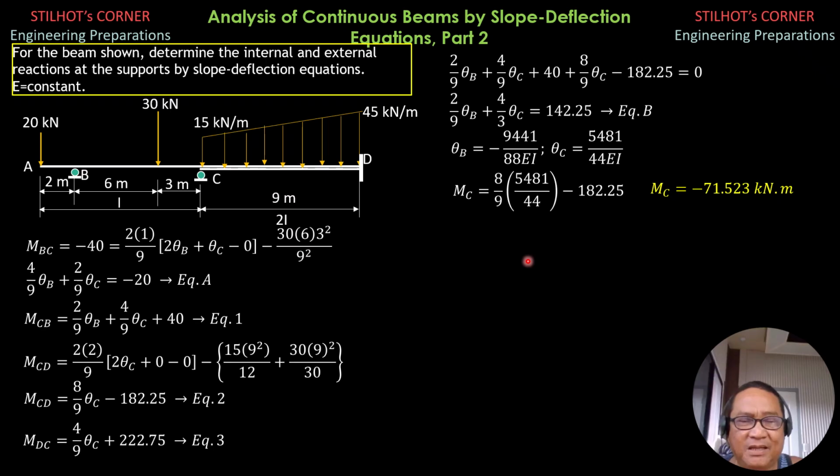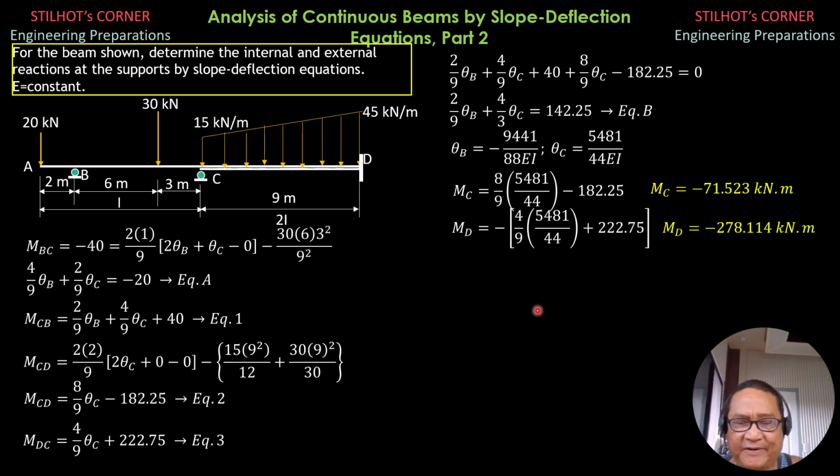Then the moment at D is the negative of MDC, so the negative of 4 over 9 quantity 5481 over 44, then plus 222.75. The moment at D is equal to negative 278.114 kilonewton meters. We then apply these moments and analyze reactions at B and at D, then finally at C.